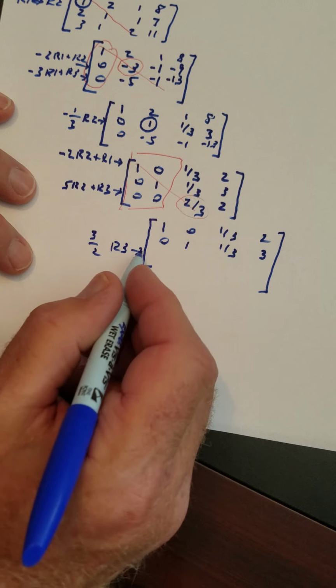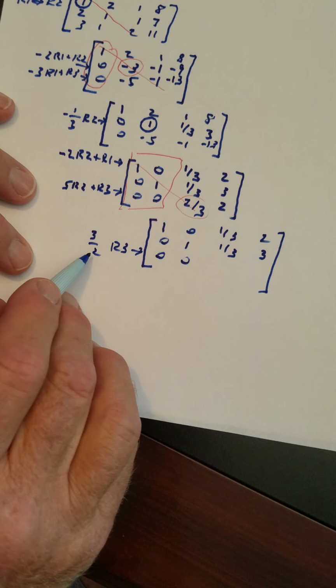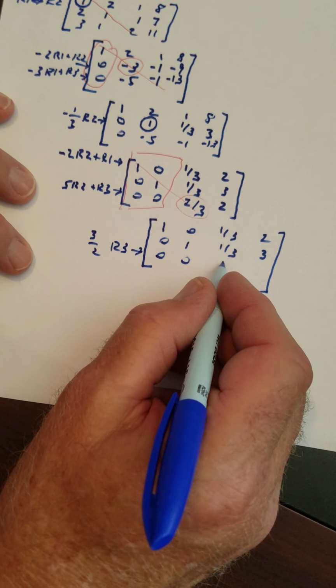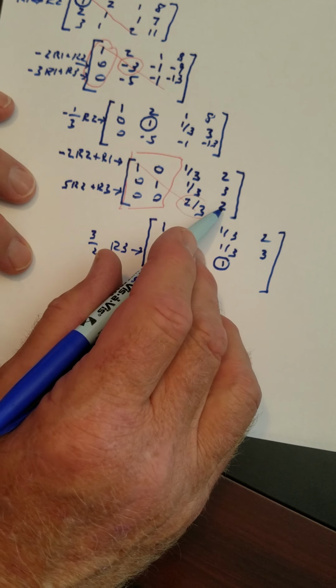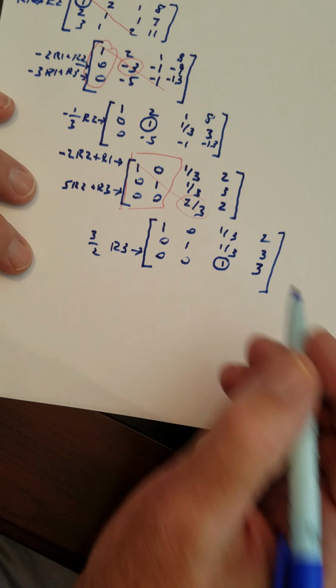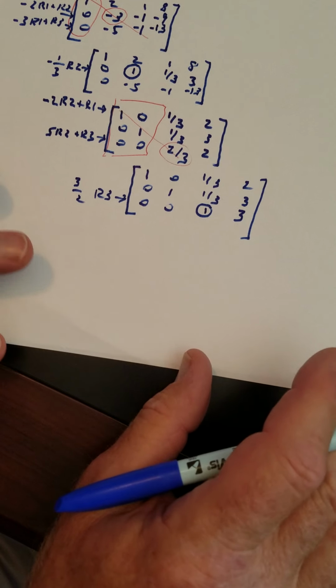3/2 times 0 is 0. 3/2 times 0 is 0. 3/2 times 2/3 is 1. That's my new pivot. And 3/2 times 2, the 2's drop out, 3. One more step.